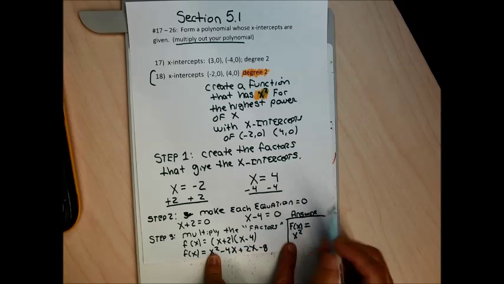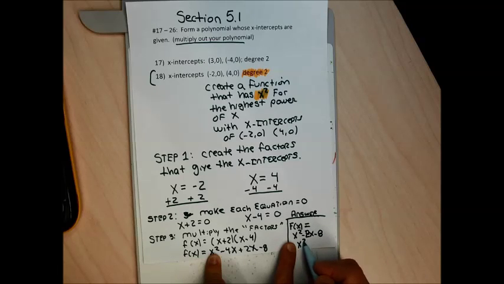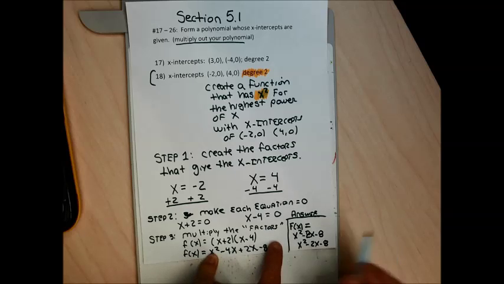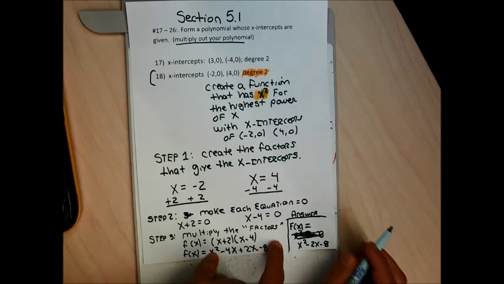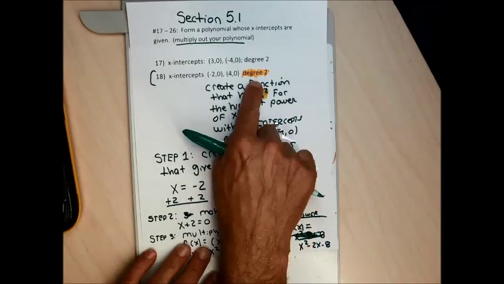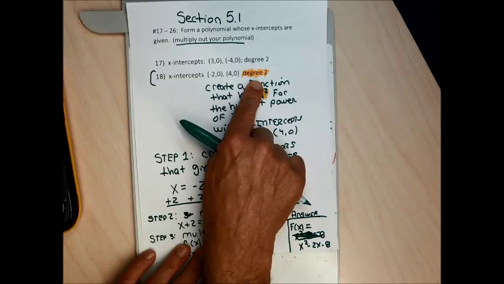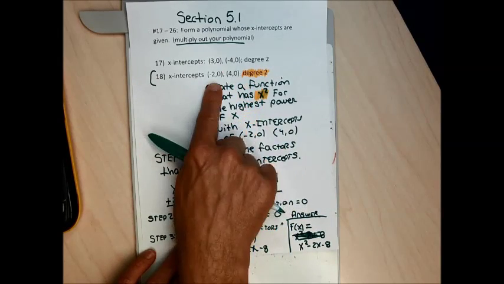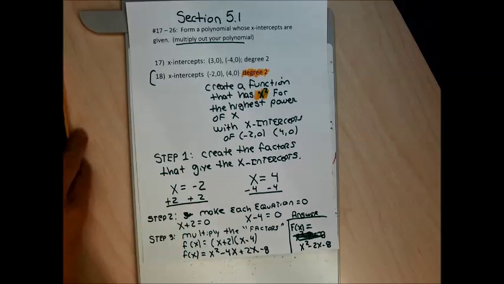Those inners and outers combined to be a minus 2x minus 8. Just in case that's not readable, it's x squared minus 2x minus 8 equals f of x. And let me check this. First of all, it fits that I have a polynomial of degree 2. Does it have the x-intercepts of negative 2, 0 and positive 4, 0?